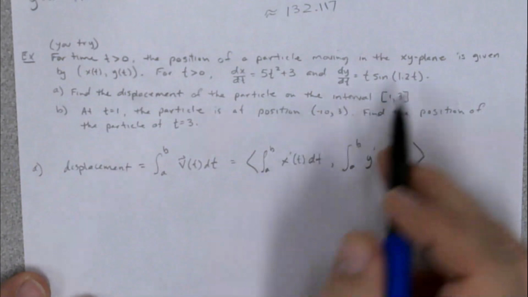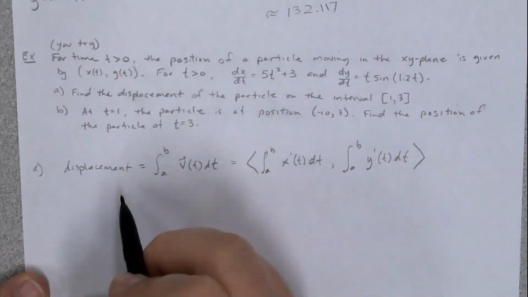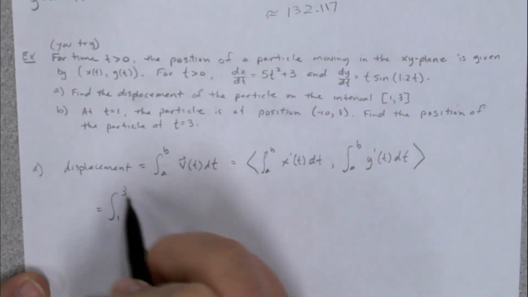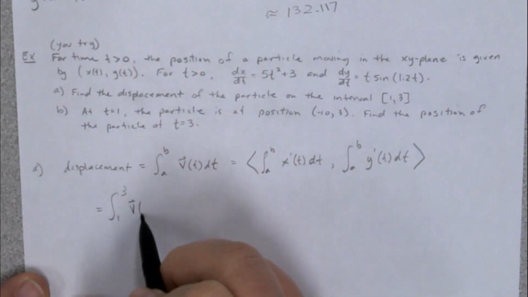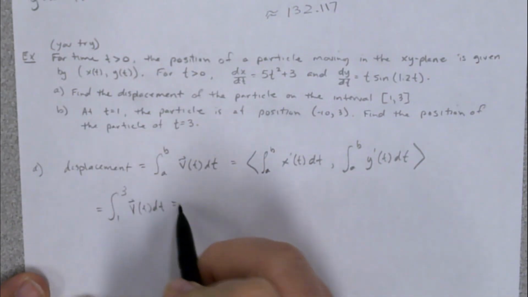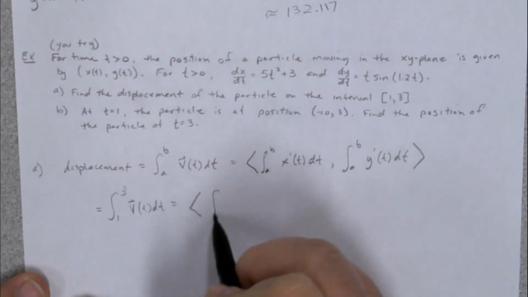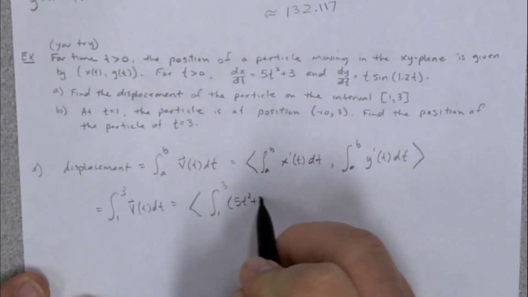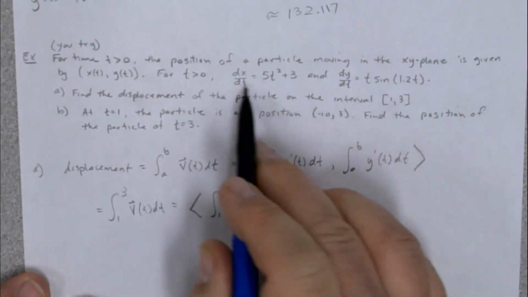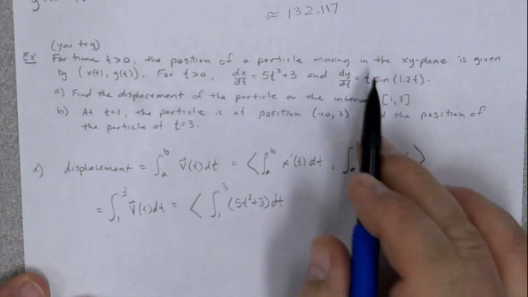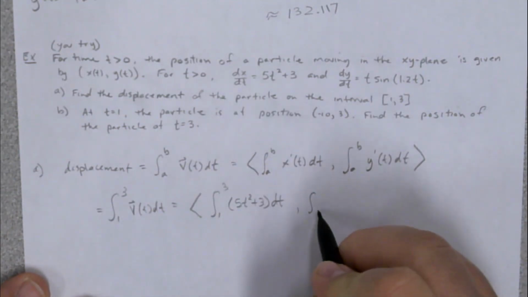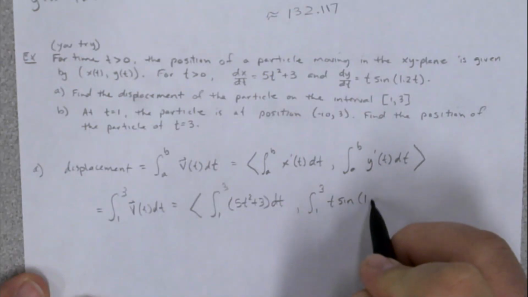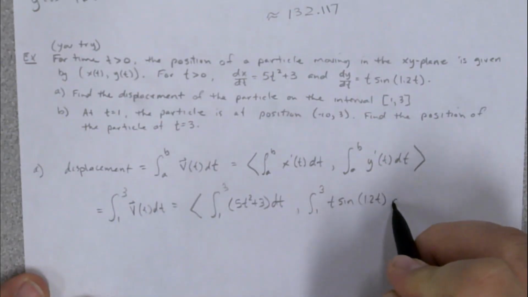So let's use our information to make this happen. Our displacement is going to be the integration from 1 to 3 of the velocity vector, which is going to be the integration from 1 to 3 of 5t squared plus 3 dt. See, they gave me x prime right there and y prime right there. And from 1 to 3 of t sine of 1.2t dt.